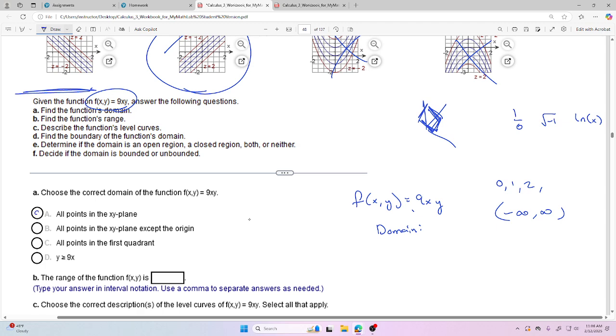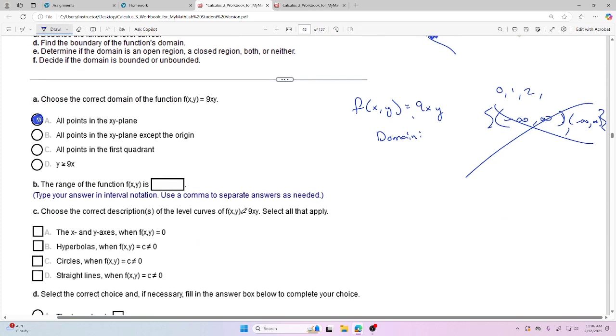It would be all points on the XY plane. Now, how would you express that, is it not negative infinity and positive infinity? Actually, I don't know how they would do it. Curly brackets? There you go. I don't know, don't listen to me, but the idea is all points work. Very good.